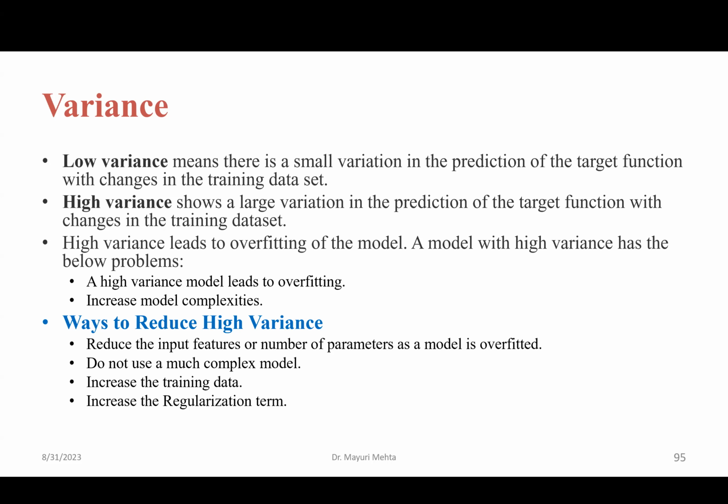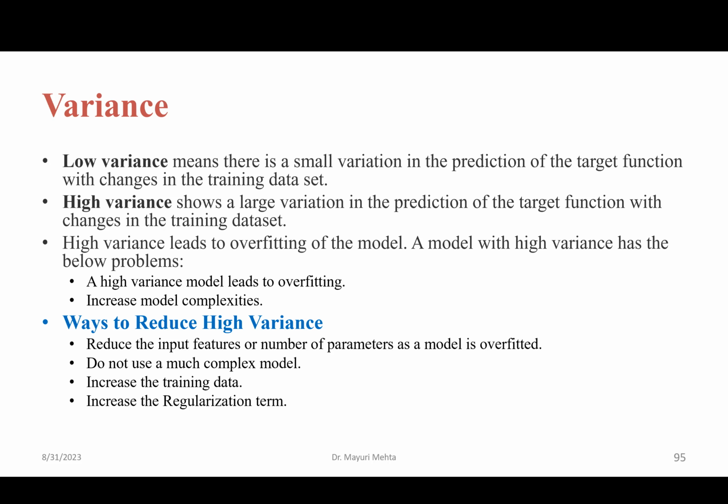Now I hope you are with me. If you have observed, all the models which show high bias show low variance, and all the models which show low bias show high variance. And that's why here we are discussing the trade-off between bias and variance.